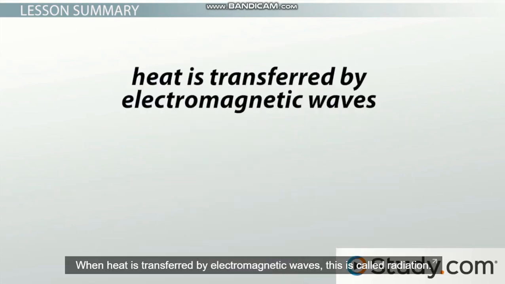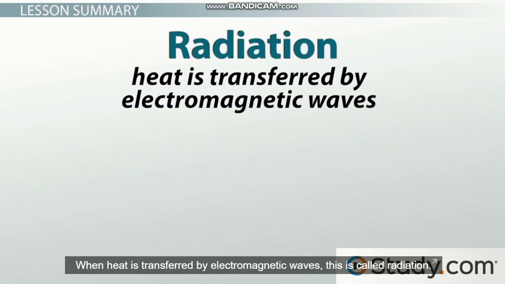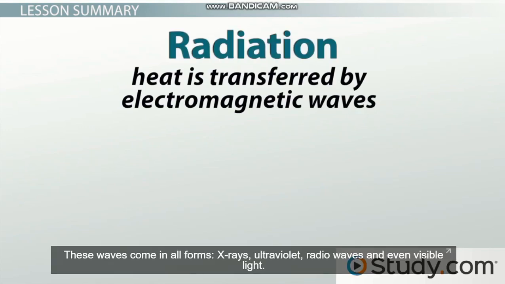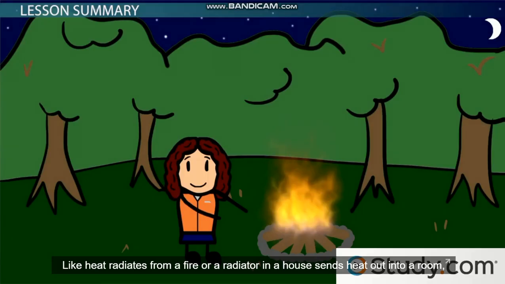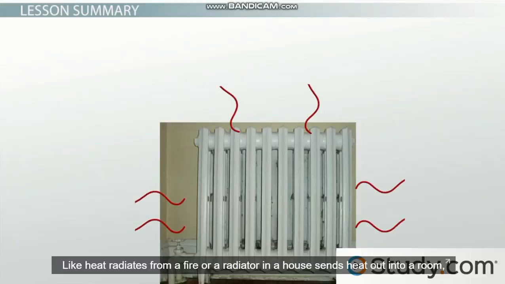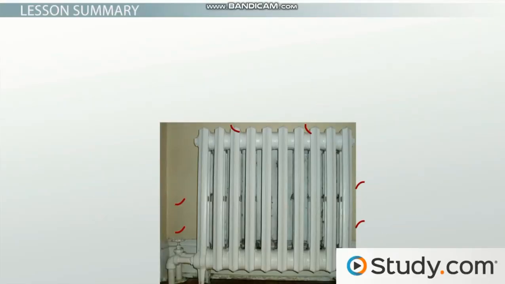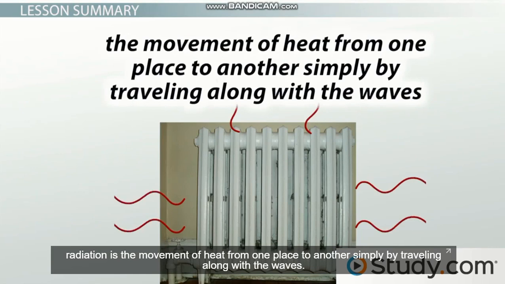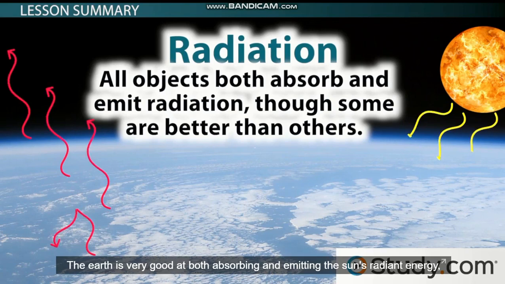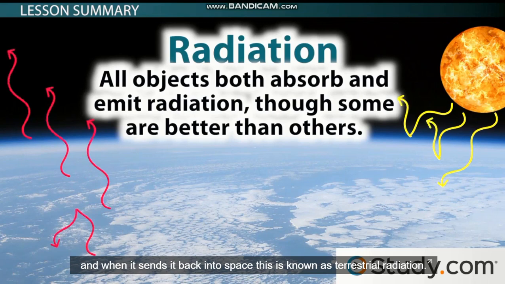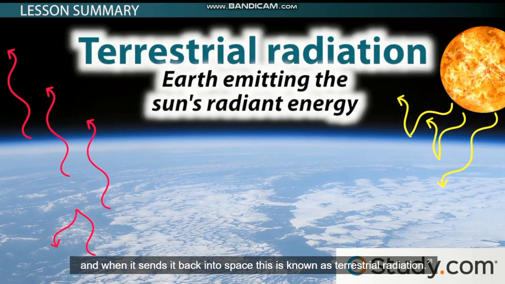When heat is transferred by electromagnetic waves, this is called radiation. These waves come in all forms: X-rays, ultraviolet, radio waves, and even visible light. Like heat radiates from a fire or a radiator in a house sends heat out into a room, radiation is the movement of heat from one place to another simply by traveling along with the waves. All objects both absorb and emit radiation, though some are better than others. The Earth is very good at both absorbing and emitting the sun's radiant energy, and when it sends it back into space, this is known as terrestrial radiation.